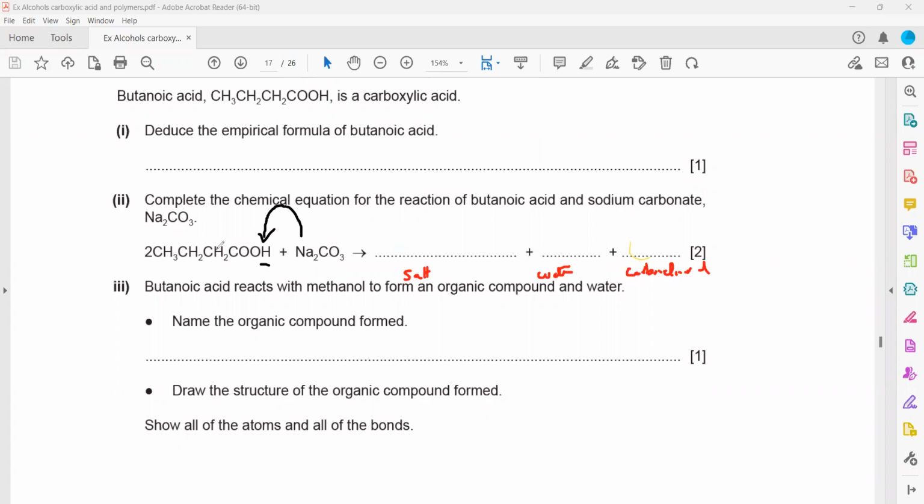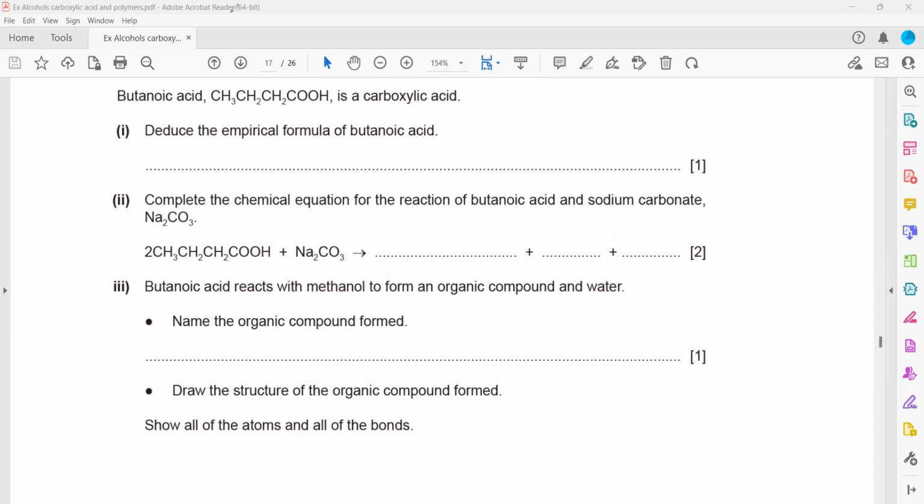So it will be CH3, CH2, CH2, COO, Na. There should be Na at the end. So CH3, CH2, CH2, COO, and then Na, plus water. Sometimes it does not register some text. Okay. H2O and then CO2 will be there, or you can just change the order.